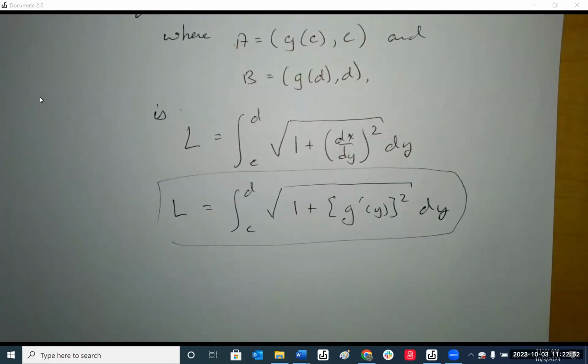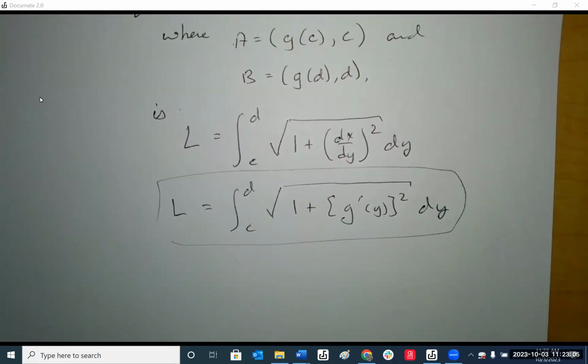It's the same thing. It's just now we have to change from x to y. A little bit more happens to that because we also have to change the bounds of integration. But there's a formula. So let's look at an example.